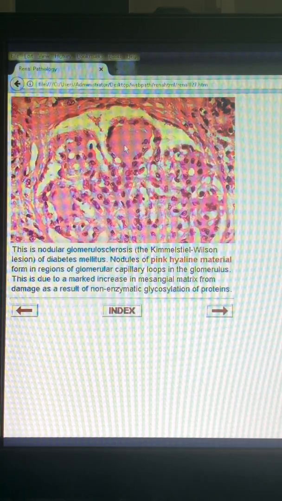Along with that, what you can see, the mesangial matrix will be expanded or increased, but the hypercellularity of the mesangium would not be that much. So plus minus mesangial hypercellularity, but mesangial matrix expansion will be there with nodular glomerulosclerosis.